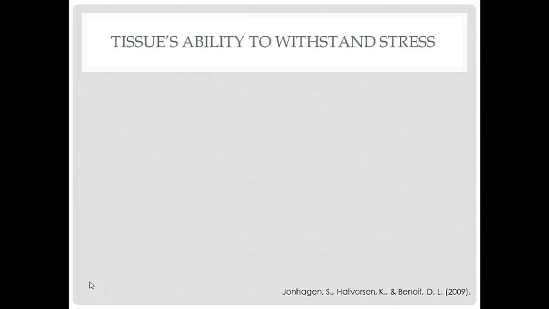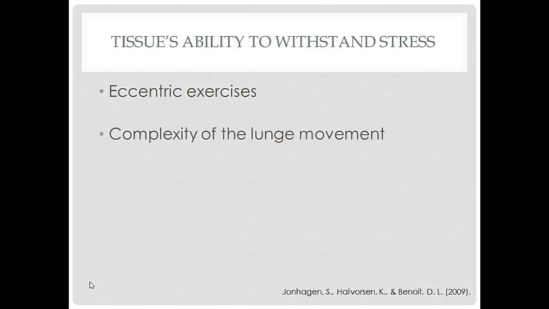And the last one will be the tissue's ability to withstand stress. Eccentric exercises have been used for prevention and rehabilitation of injuries, and lunges have been used as one exercise because of their characteristic of eccentric contraction, especially for the hamstring group. The study states that due to the complexity of lunge movement, it is difficult to determine whether the hamstring group is acting eccentrically during the lunge from a qualitative view.